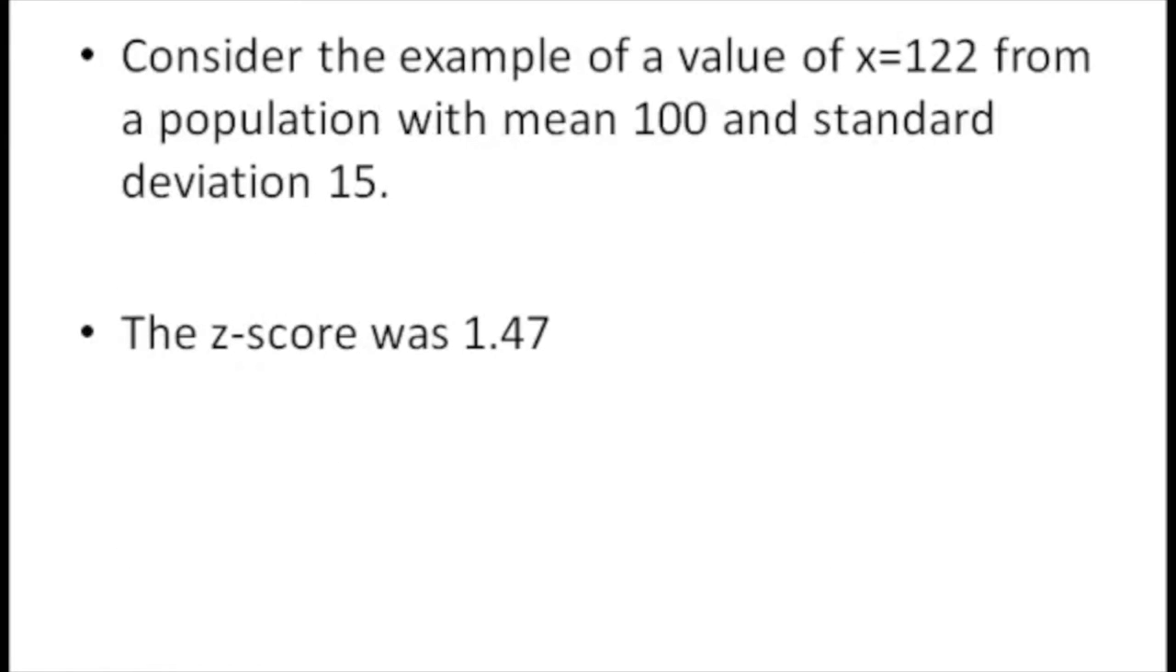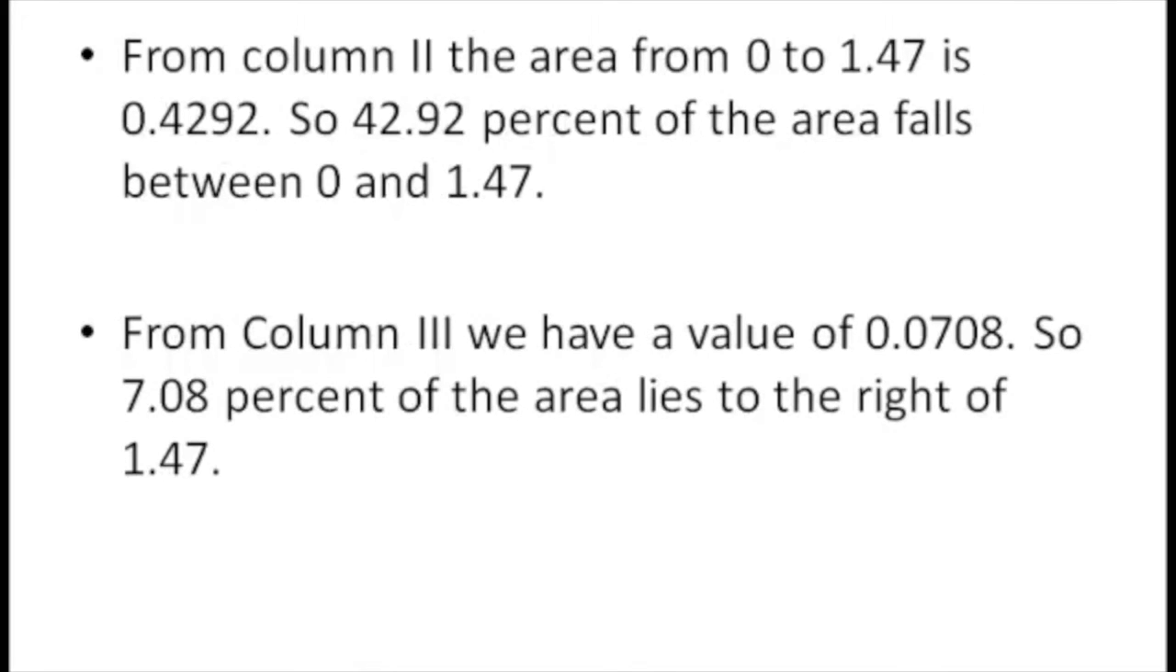Consider the example of a value of x equal to 122 from a population with mean 100 and standard deviation 15. The z-score was 1.47. From column 2, the area from 0 to 1.47 is 0.4292. So 42.92% of the area lies between 0 and 1.47. From column 3, we have a value of 0.0708, so 7.08% of the area lies to the right of 1.47.